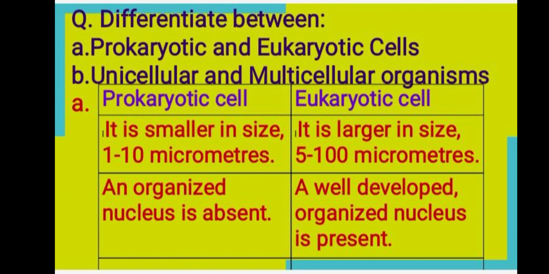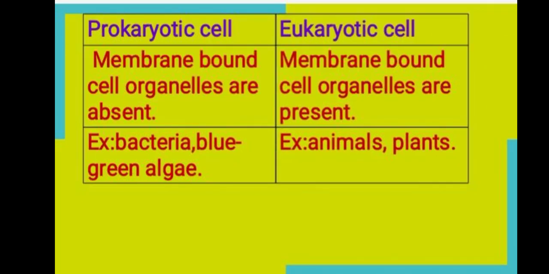Prokaryotic cell is smaller in size, that is 1 to 10 micrometers, whereas eukaryotic cell is larger in size and it is of 5 to 100 micrometers. An organized nucleus is absent in prokaryotic cell, whereas a well-developed organized nucleus is present in the eukaryotic cell. Membrane-bound cell organelles are not present in prokaryotic cell, whereas in eukaryotic cell, membrane-bound cell organelles are present.